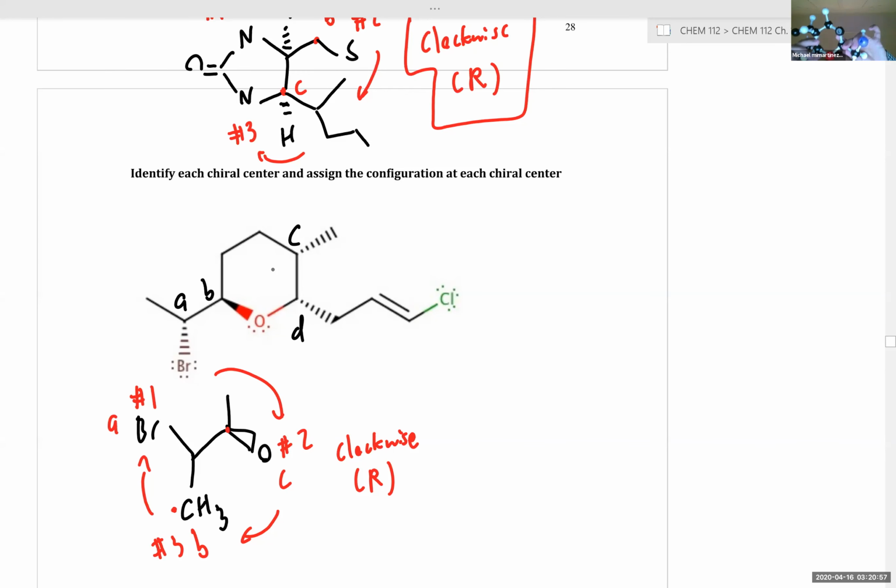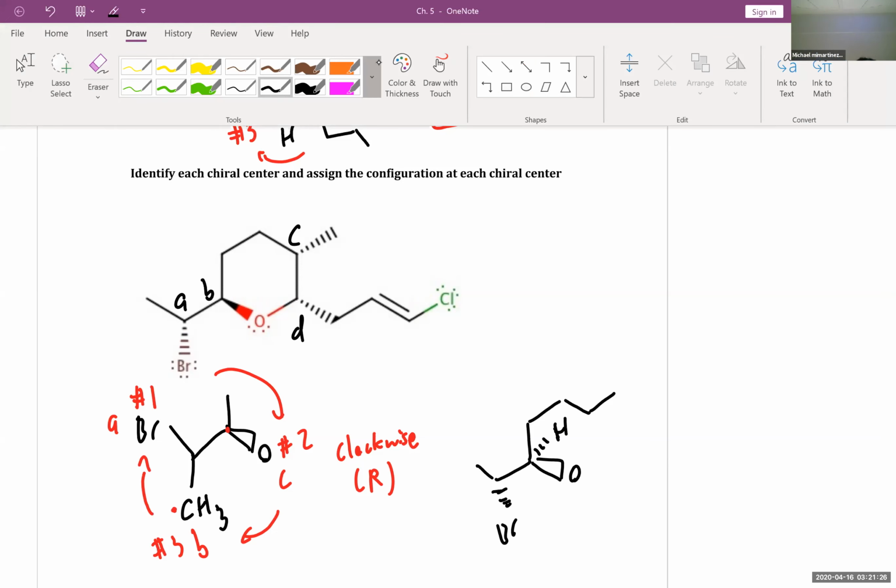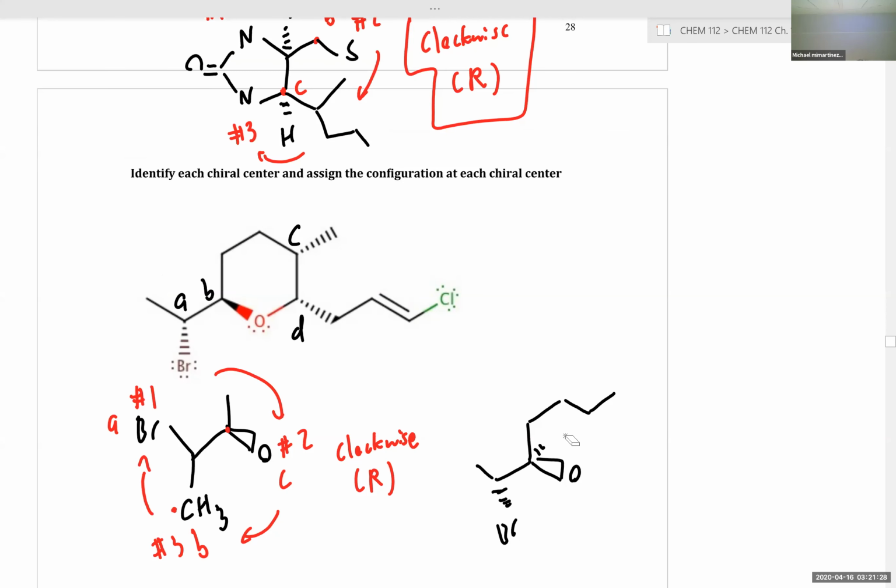Okay. So center B is a freebie. It's almost given away to us. The hydrogen's already in the back. So all we have to do is just draw what we see. Okay, now let's assign our priority numbers.